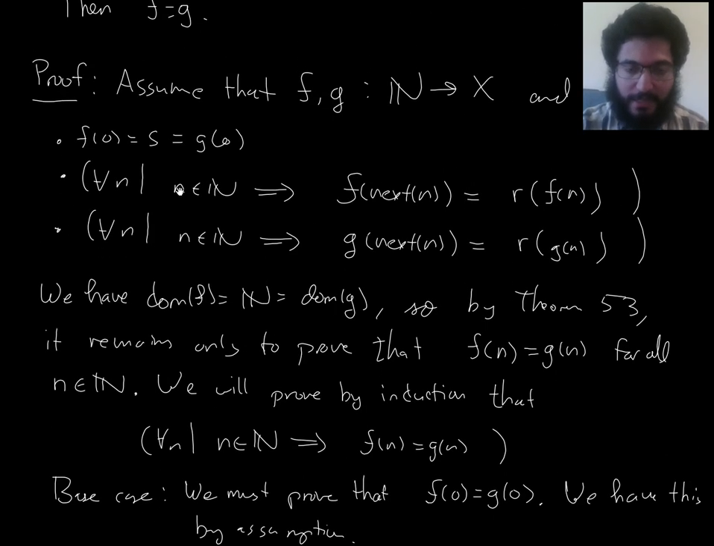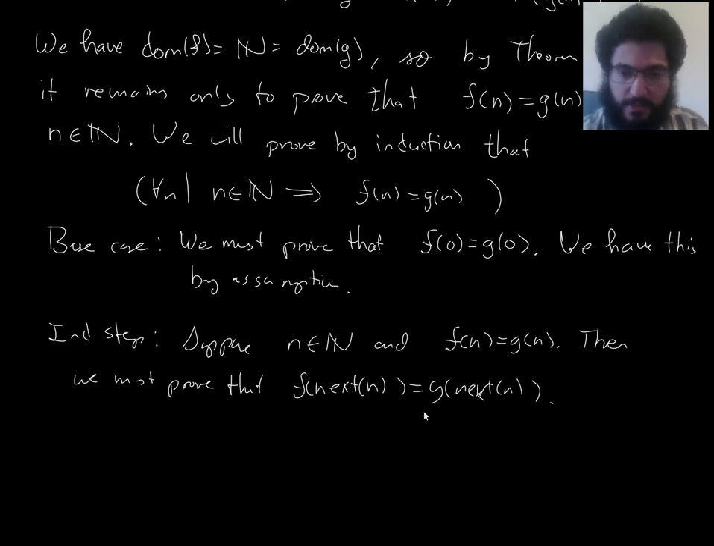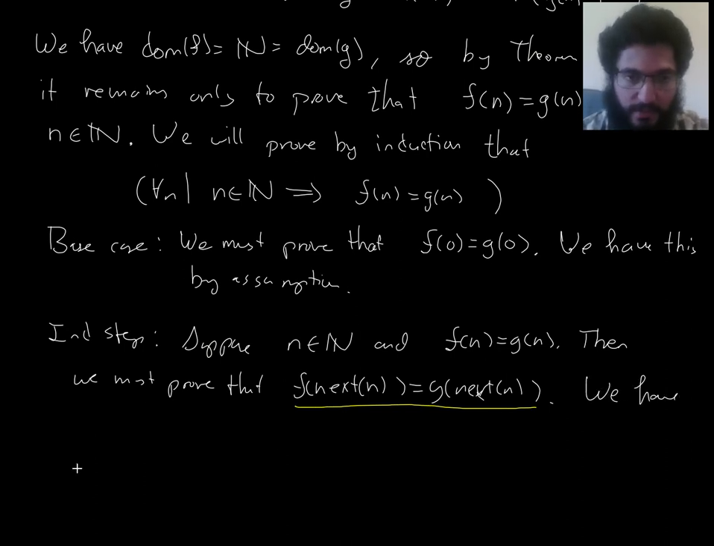We have a natural number n, and so universal instantiation. For our particular n, we have f of next n equals r of f of n. g of next n equals r of g of n. So our goal is this. Let me put that in yellow. That's our goal in yellow. And here's what we have. We have by assumption that f satisfies the recursion rule. So f of next n is r of f of n.